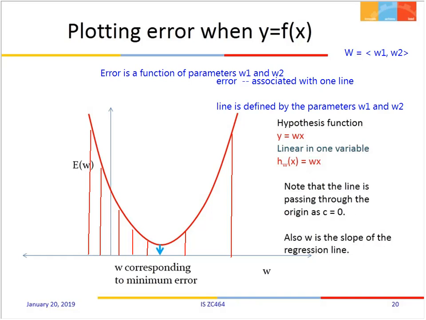So now we have a challenge to reach a place where the error is minimum, and we will call it global minima. That means this value of W, I must show you.